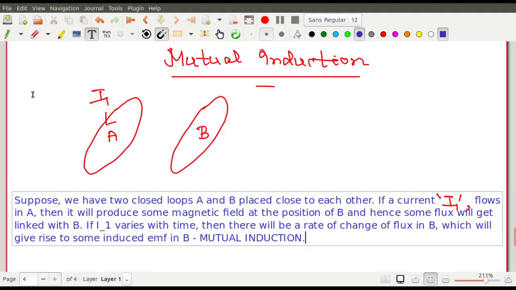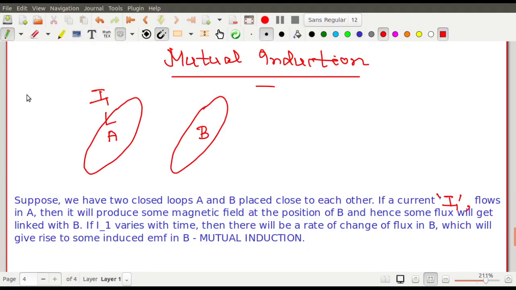Now try to understand what I said. I said that current is flowing through A, there is no current in B, but due to A there will be some magnetic field through B. See, when current goes through this one, some magnetic field will be created at this place.